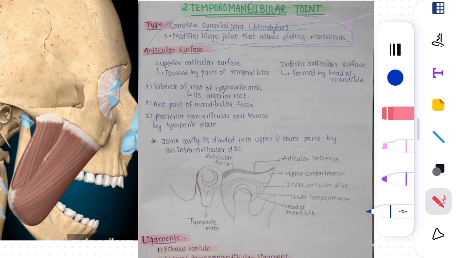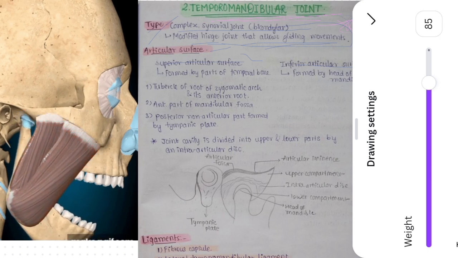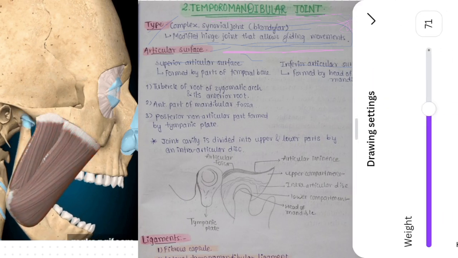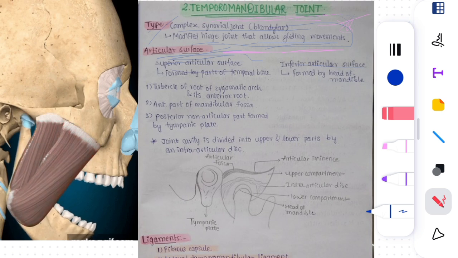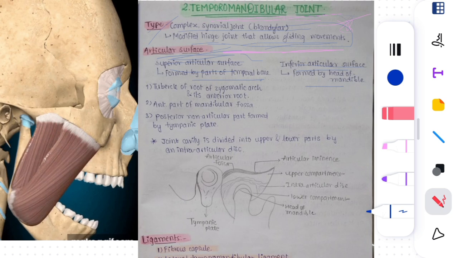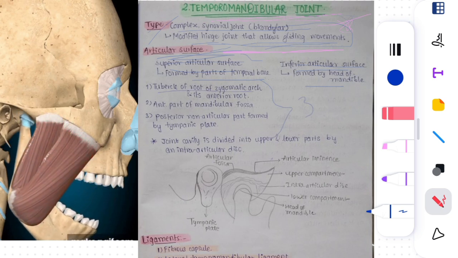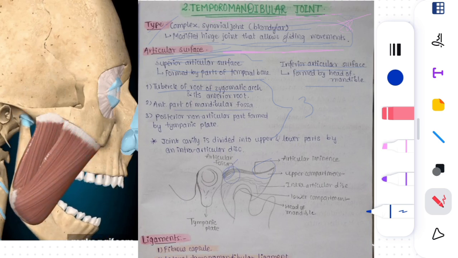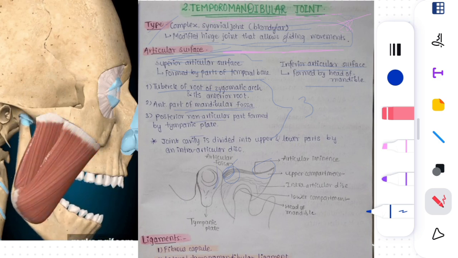The articular surface is divided into two parts, superior articular surface and inferior articular surface. Superior is formed by parts of the temporal bone and inferior is formed by the head of the mandible. The superior surface is divided into three parts. First is the tubercle of the root of the zygomatic arch and its anterior root, second is the anterior part of the mandibular fossa, and third is the posterior non-articular part formed by the tympanic plate.